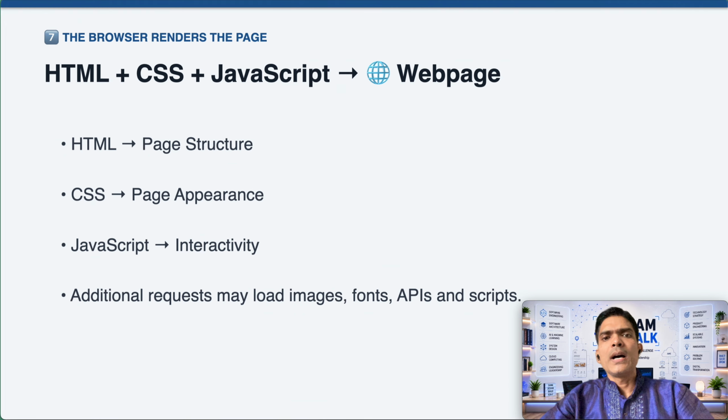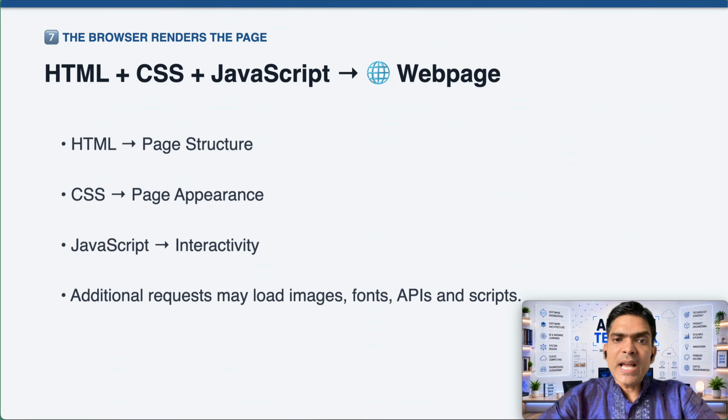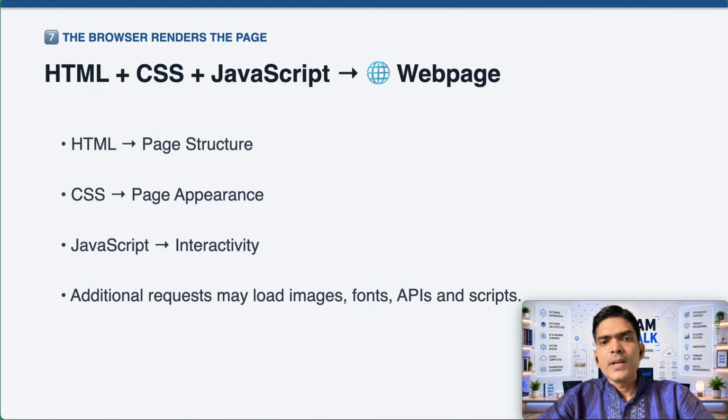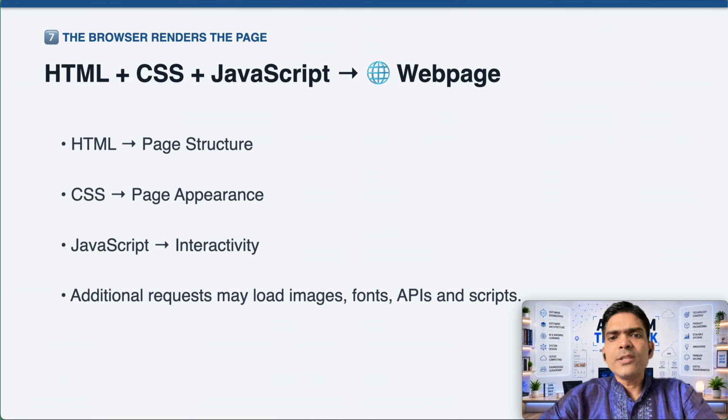Let's talk about how the browser renders the page. Now, the browser takes over. It processes the HTML to understand the structure of the web page. It processes CSS to understand how that web page looks, and JavaScript can add behavior and interactivity to it. The browser may also discover that it needs additional resources, perhaps an image, a font, another JavaScript file, or data from another API. So it may make additional requests. Eventually, all these pieces come together and the browser renders the web page on our screen.